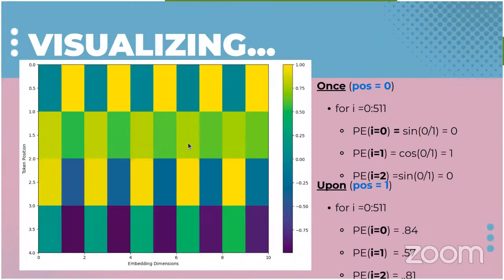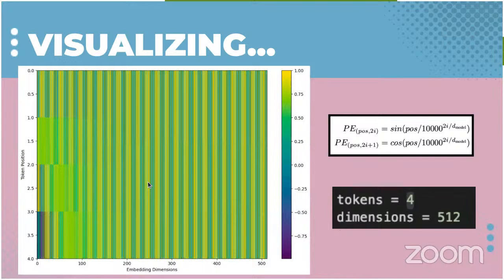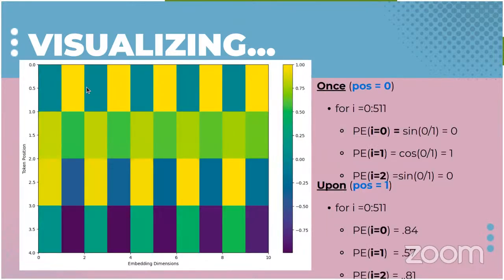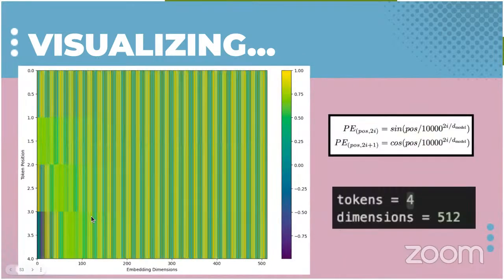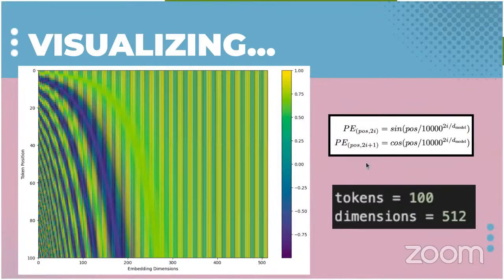And so you have something like this. This is just a small visualization, but as you go on, we see 0, 1, 0, 1 and 0.84, 0.57, all of that. That was just for an embedding dimension of 10 and 4 tokens. If you increase it to 512 dimensions and 4 tokens, we still don't get a picture. But when you increase it to 100 tokens and 512 dimensions, we see this kind of sinusoidal representation.